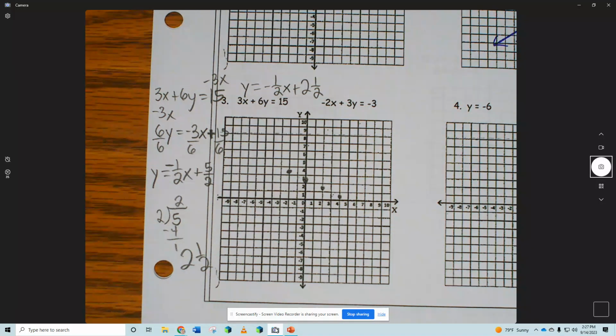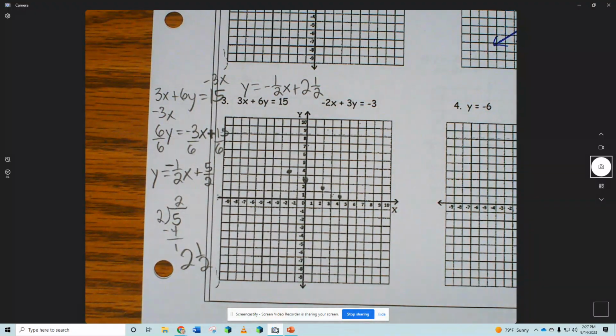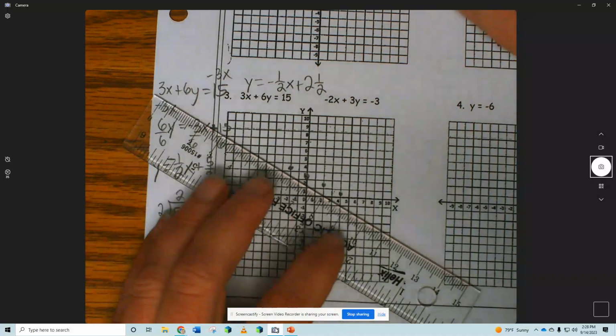Okay. This is tricky. This was a weird one, but it's not too hard. Nothing's too hard.